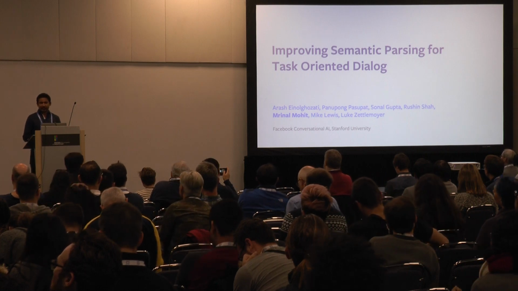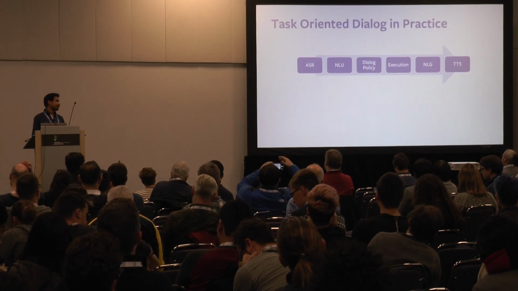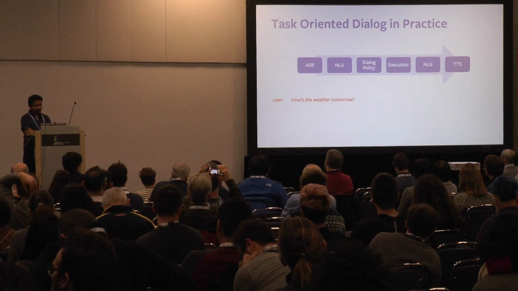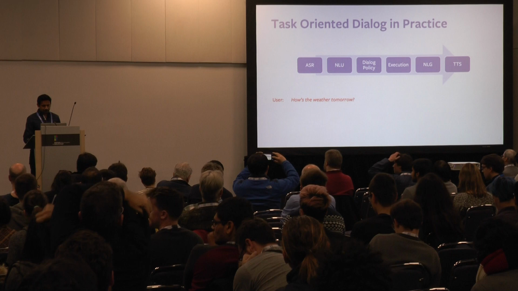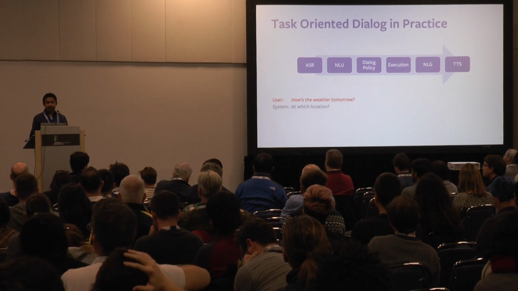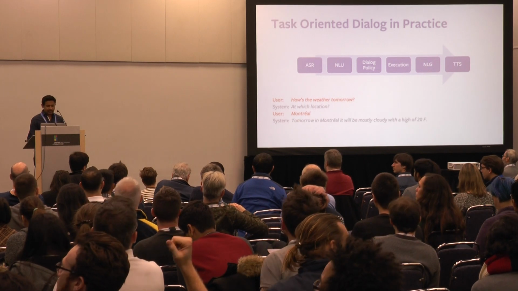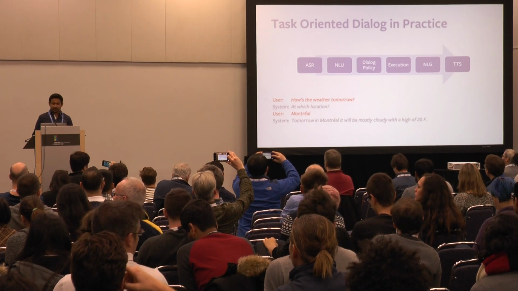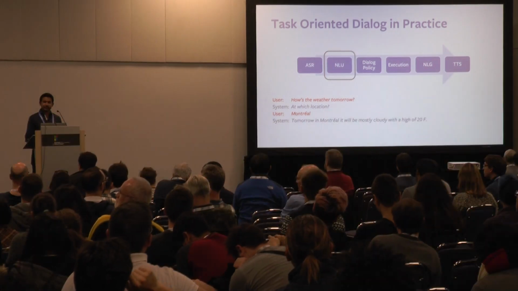Before I can talk about improving X, I'll need to talk about what X is. Most modern task-oriented dialogue systems are usually implemented as a pipeline. Say the user asks, how's the weather tomorrow? A natural language understanding engine figures out that the user wants to know the weather tomorrow. The dialogue policy knows that it needs to ask the user for the location of the weather call, and then the user provides Montreal, and that is executed, and a natural language generation system responds to the user in the proper language. We'll be talking about the NLU subsystem in this talk.